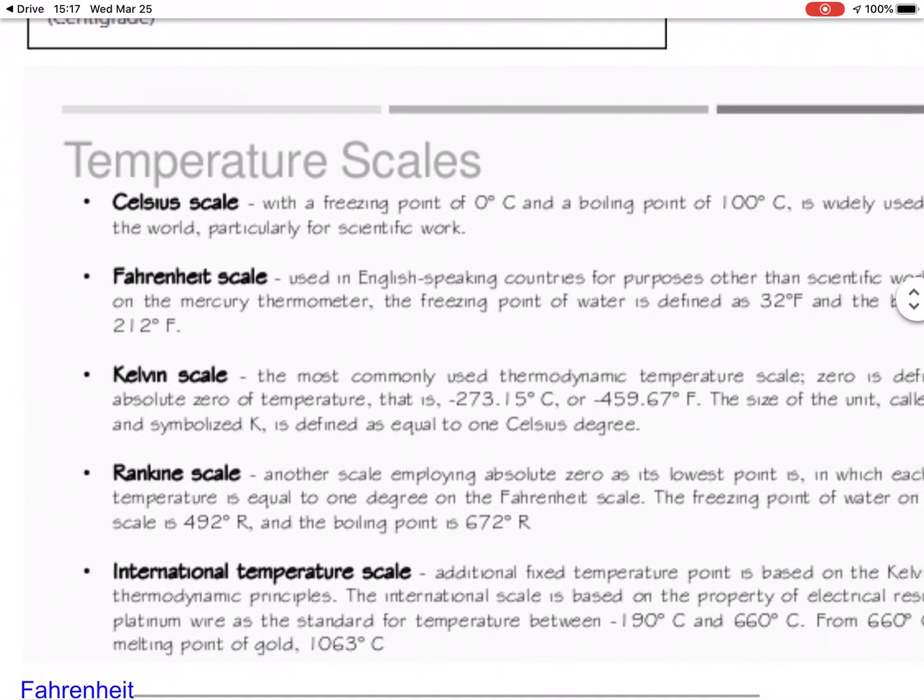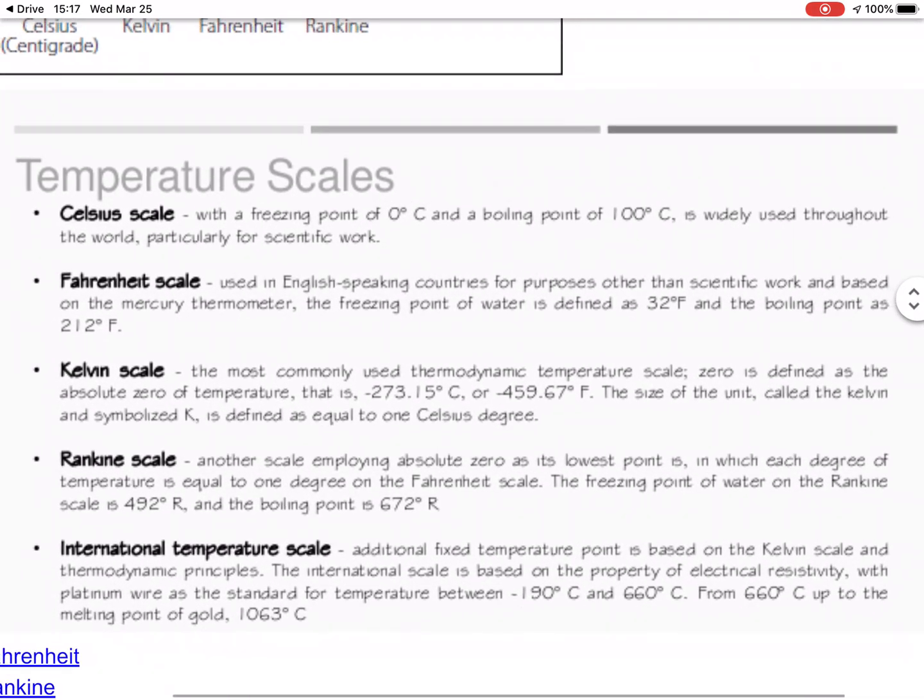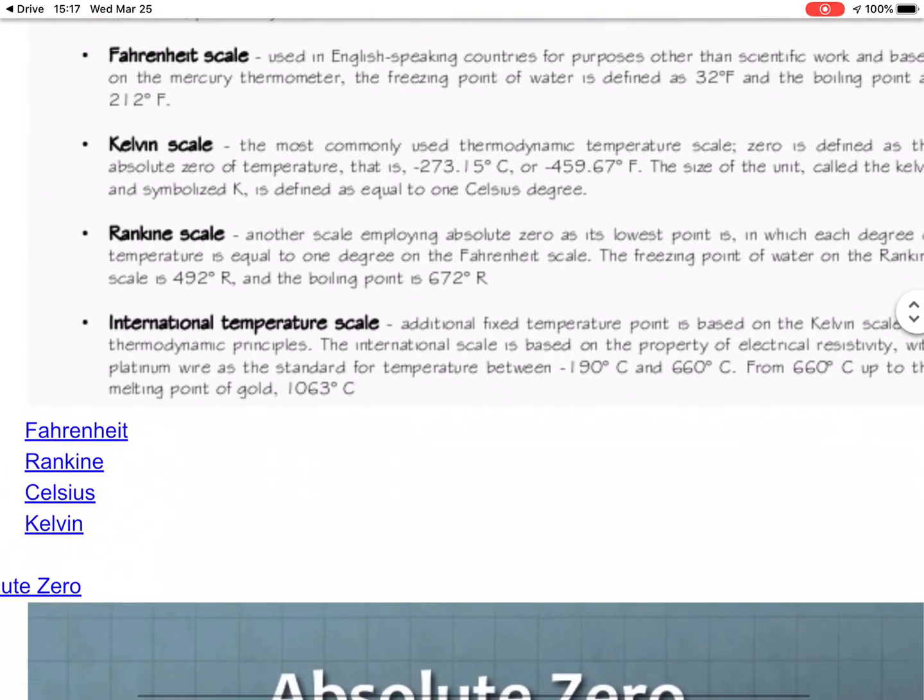Now, here's some more points. You can stop this if you want to read a little bit more about the temperature scales. Don't worry about the International Temperature Scale, but if you want, pause it here. You can write down some more notes. Biggest thing is, Fahrenheit was based off the human body. Celsius is based off of the freezing and boiling points of water.